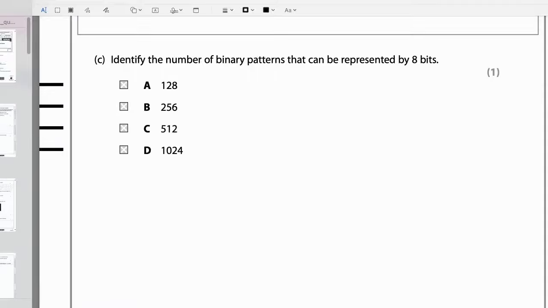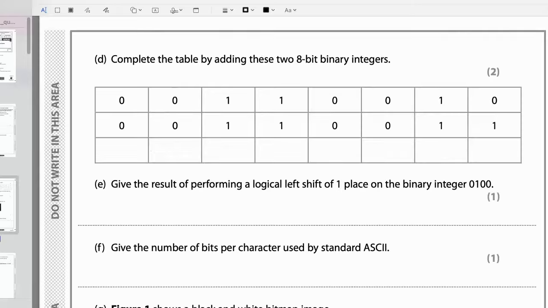C. Identify the number of binary patterns that can be represented by 8 bits. So 8 bits we can represent 256. D. Complete the table by adding these 2 8-bit binary integers. Now, this is really simple to do. Just need to remember the rules.